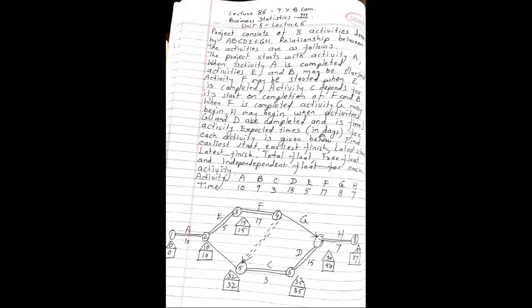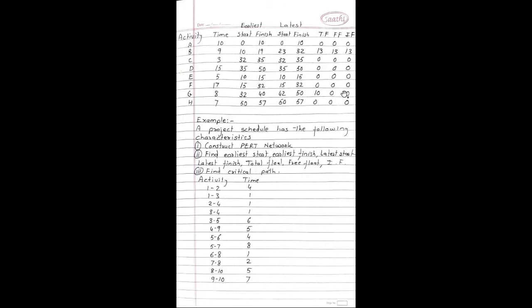See, calculate the value for G. This is activity G. G is 50 minus 32. 50 minus 32 is 18. 18 minus 8 is 10. So here also the value should be 10. So this value is wrong, this is also wrong, this should be 10, this should be 10.